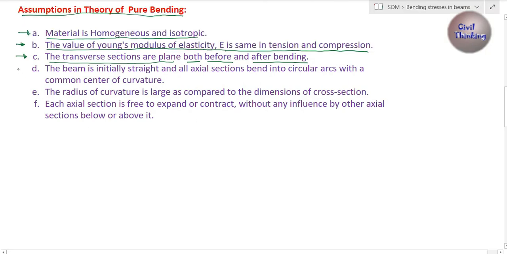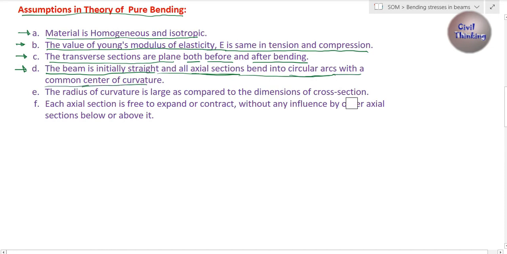Another point is point D. The beam is initially straight and all axial sections bend into circular arcs with a common center of curvature. Let me read again. The beam is initially straight, and all the axial sections, the longitudinal fibers, they bend into the circular arcs with a common center of curvature.